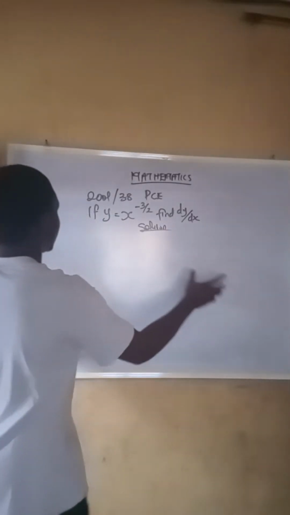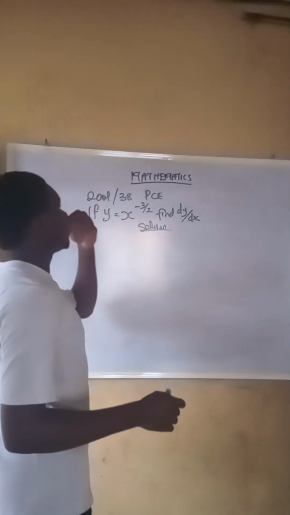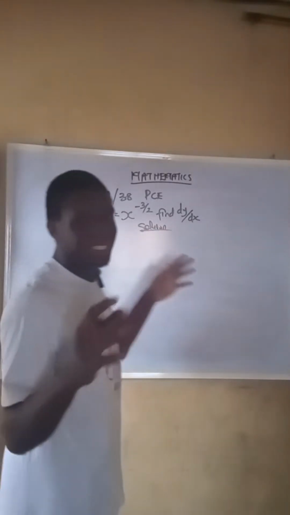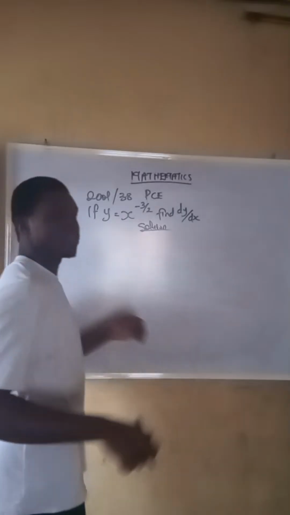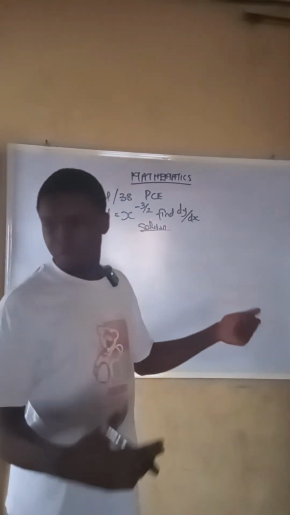Let's look at this question together, right? We have y is equal to x to the power of negative 3 divided by 2. Find dy over dx. Solution. In most cases, they can say you find the derivative, but find dy over dx is the same thing as finding a derivative of the function.